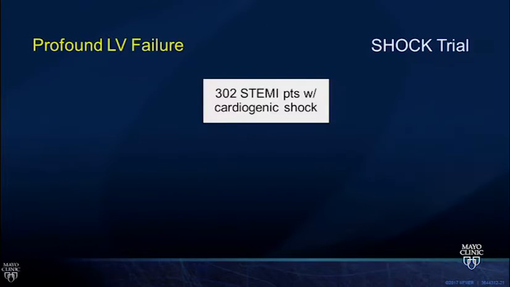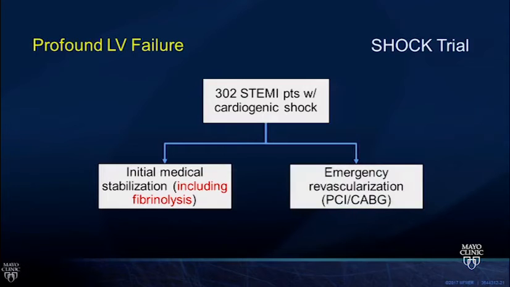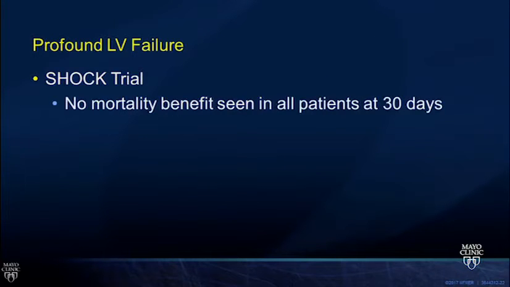So the SHOCK trial took and randomized 302 patients who had an acute STEMI with cardiogenic shock, either to medical therapy, which could include thrombolysis, fibrinolysis, or emergency revascularization. It was about 50-50 whether a patient went to CABG or to PCI. And they said, what's the result of that? Is emergency revascularization with PCI or CABG needed in these patients? And a little bit surprisingly, when they looked at all patients at 30 days, there was not a benefit seen in the entire cohort.